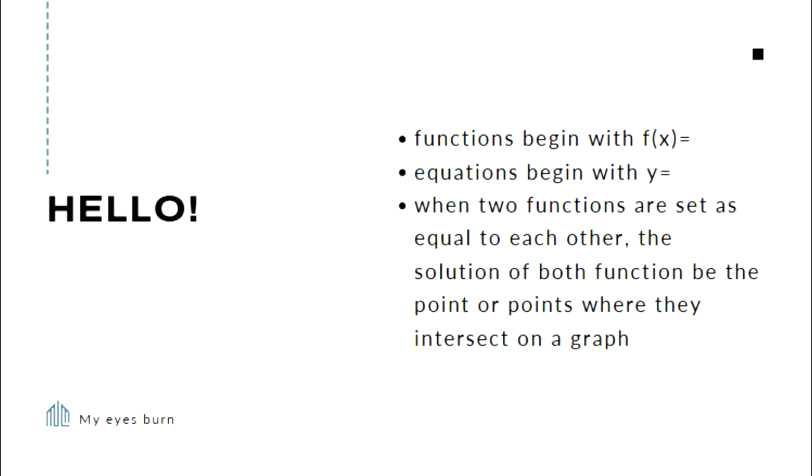So, functions begin with f of x equals, and equations begin with y equals. Okay, doesn't really matter, but just so you know, when two functions are set as equal to each other, the solution of both functions will be the point or points where they intersect on a graph. That's what we're doing today. We're taking two separate functions, setting them on opposite sides of an equal sign, and then when we solve it all, we'll know where they intersect.